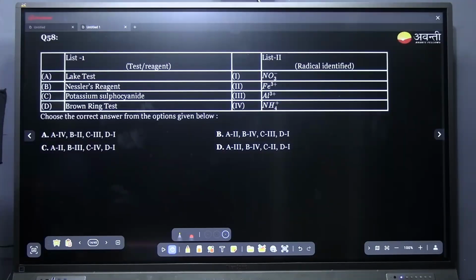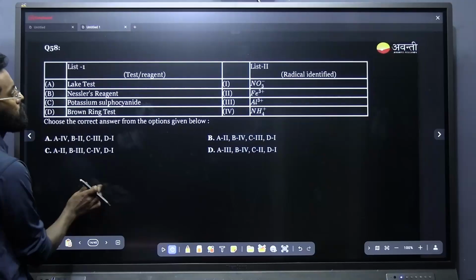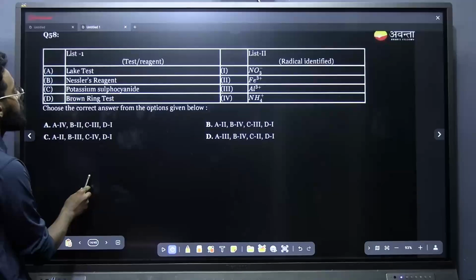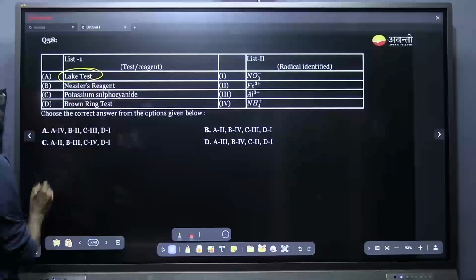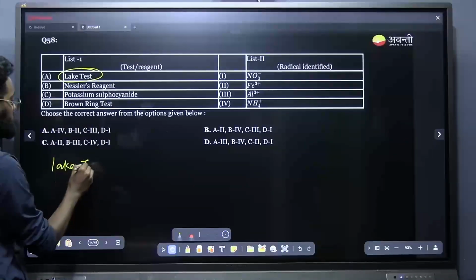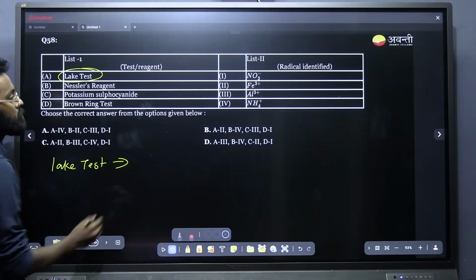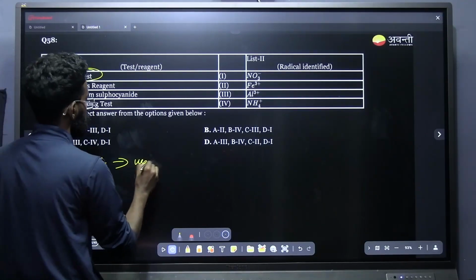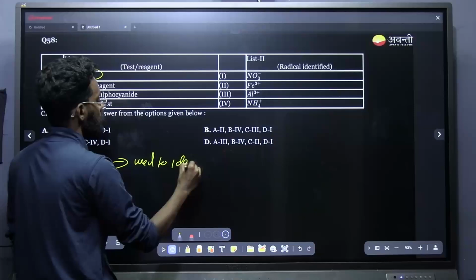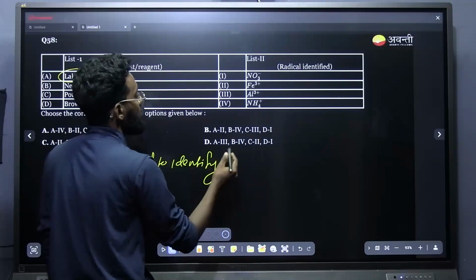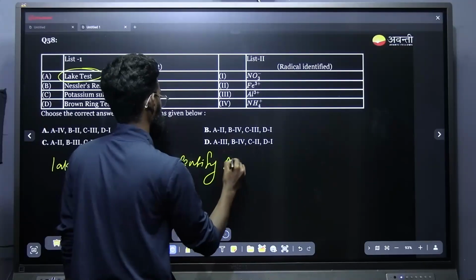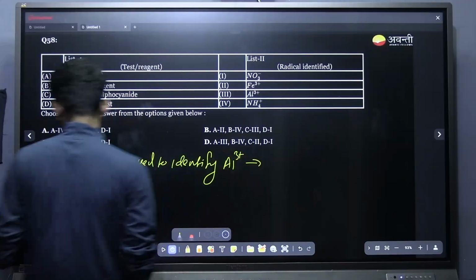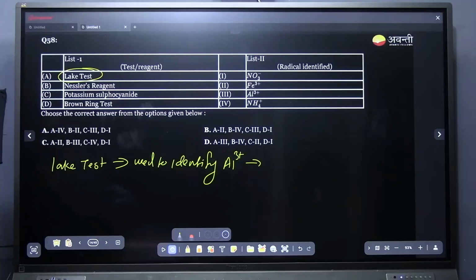Here are some of the things that you have to note down, some informative parts. Lake test. Note down lake test. This might be a test in which you are not familiar. It is used to identify aluminum ion, Al3 plus.